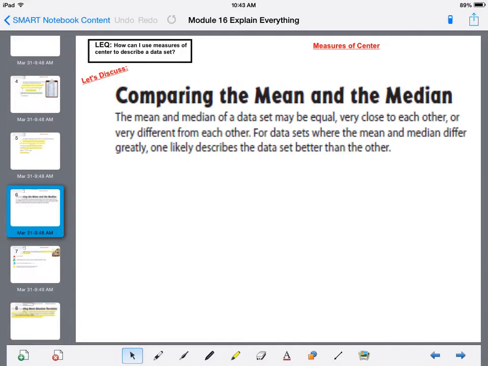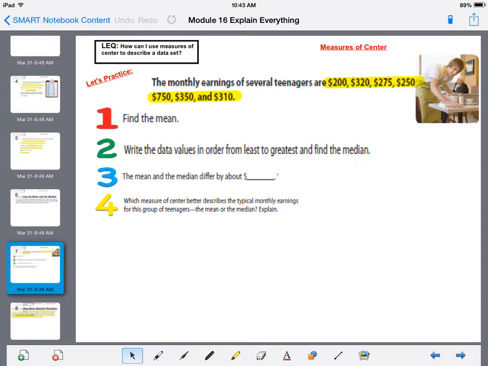When we compare the mean and the median, sometimes the mean and the median are very close to each other. They may be equal or they may be very different. For data sets where the mean and the median are very different, one likely describes the data set better than the other. So let's see an example of when one is a better value to describe the situation than the other. So if we have monthly earnings of several teenagers to be 200, 320, 275, 250, 750, 350, and 310, we talked about that 750 being an outlier.